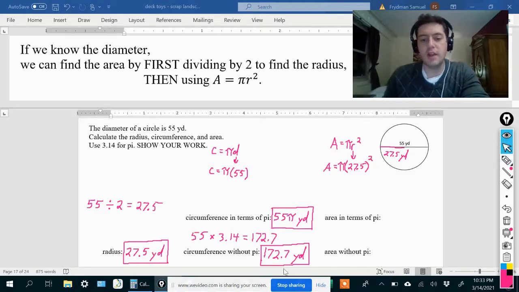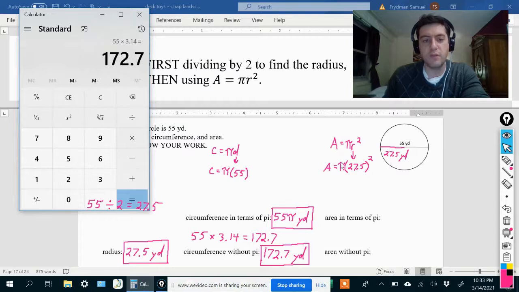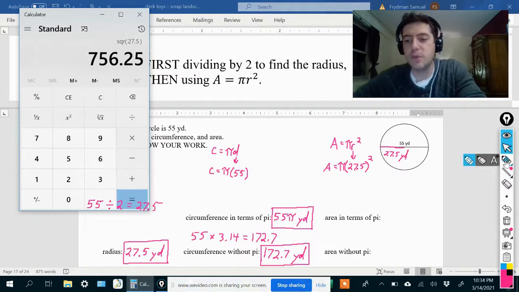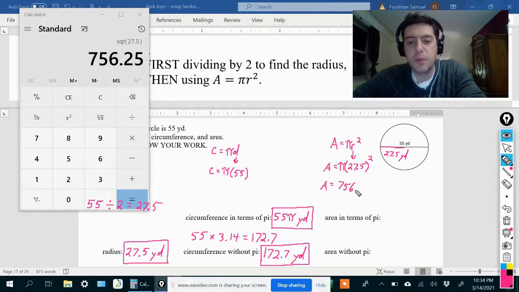And let's go ahead and use a calculator for 27.5 squared, which just means 27.5 times 27.5. So we're multiplying it with itself. Another way that you could do that, if you happen to have this button on the calculator, is to do 27.5 and then hit that squared button, and it's just going to do 27.5 times itself. So we get 756.25. So the area is 756.25 pi. Don't forget that pi is still there.